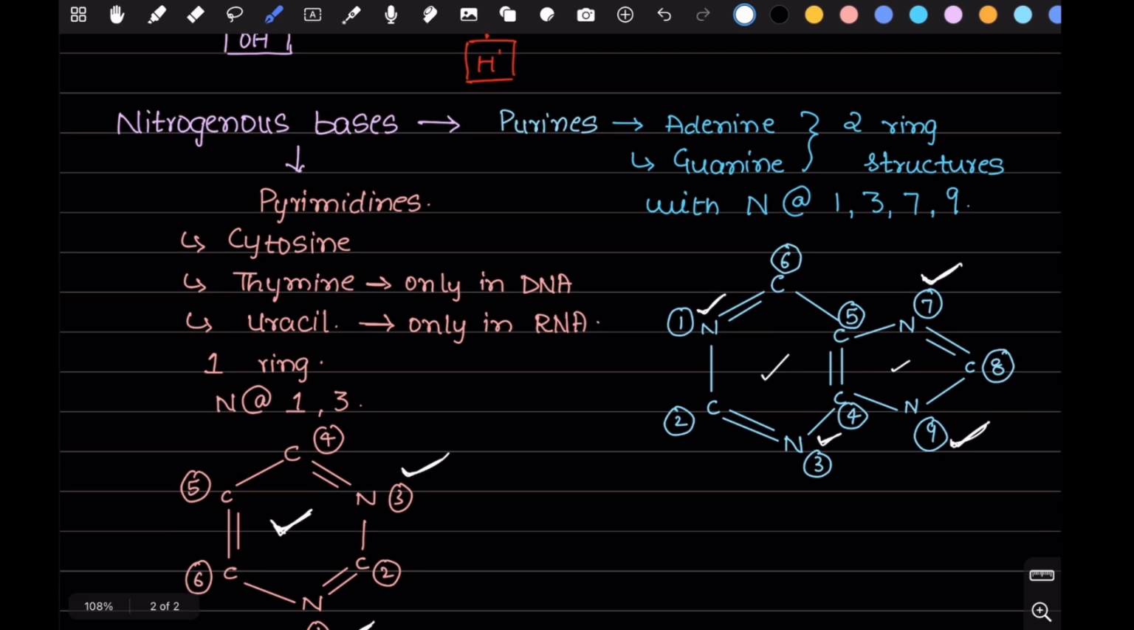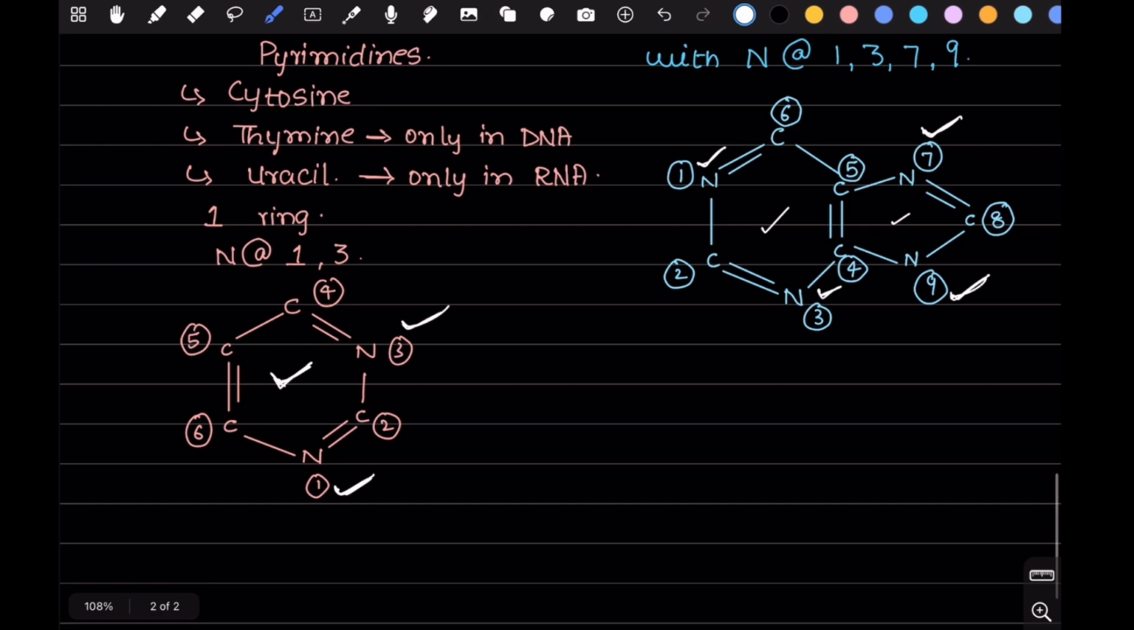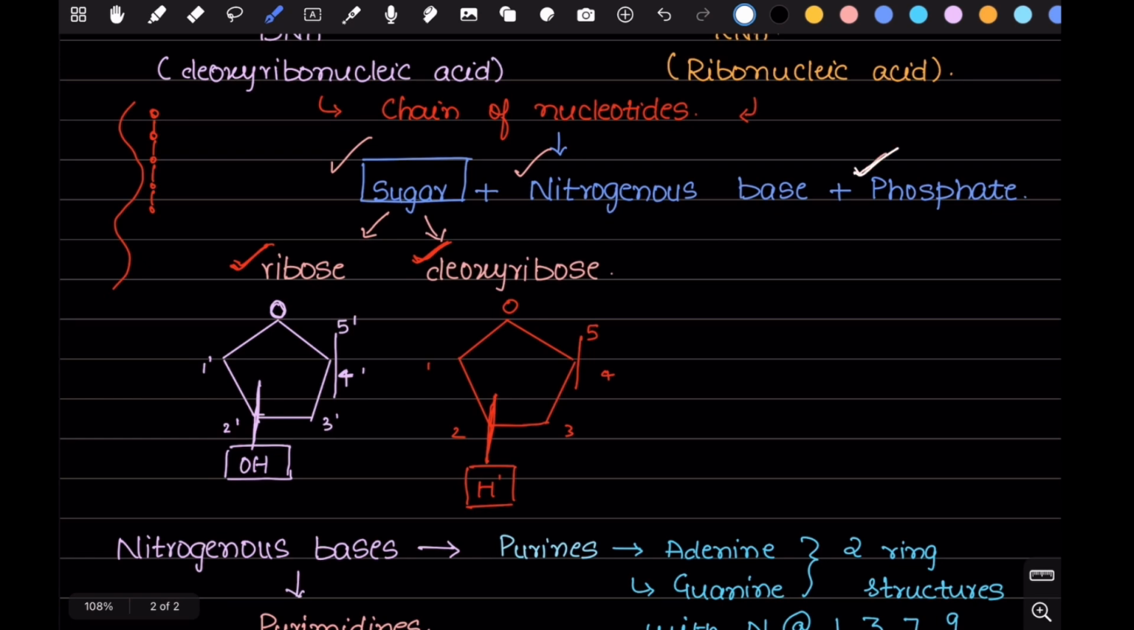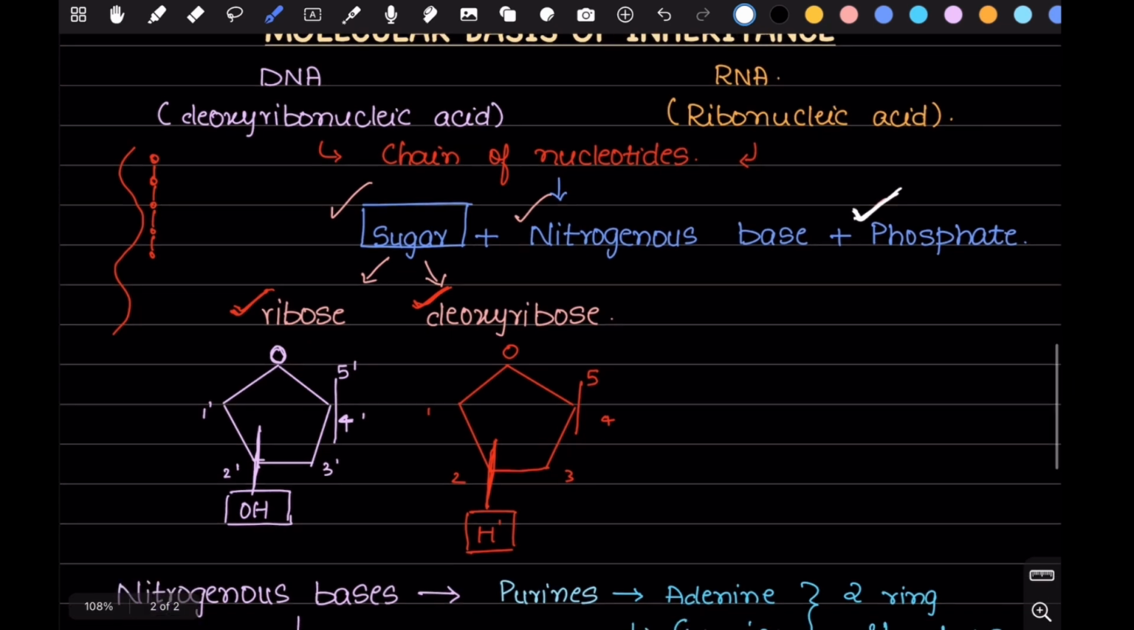In case of pyrimidines, there are three pyrimidines: cytosine, thymine, and uracil. Cytosine is common in DNA and RNA, but thymine is present only in DNA and uracil is present only in RNA. It is a single ring structure with nitrogen at first place and third place. Clear? And phosphate group, there are no types of phosphate group. It is a single phosphate only. It is a normal phosphate. So a bond of sugar and nitrogen is called a nucleoside. There might arise a word called nucleoside. What is a nucleoside? It is a bond of sugar and nitrogen.